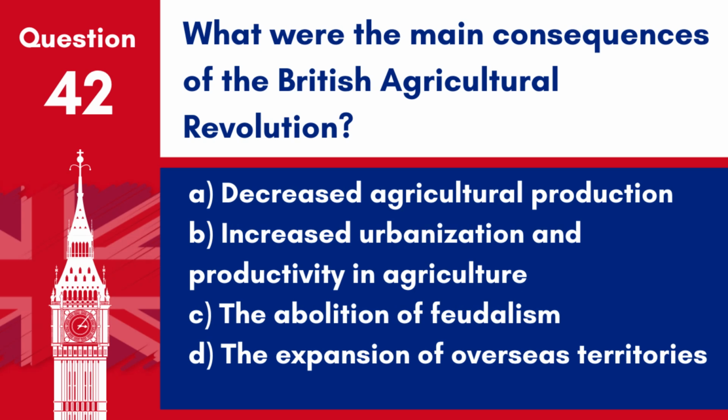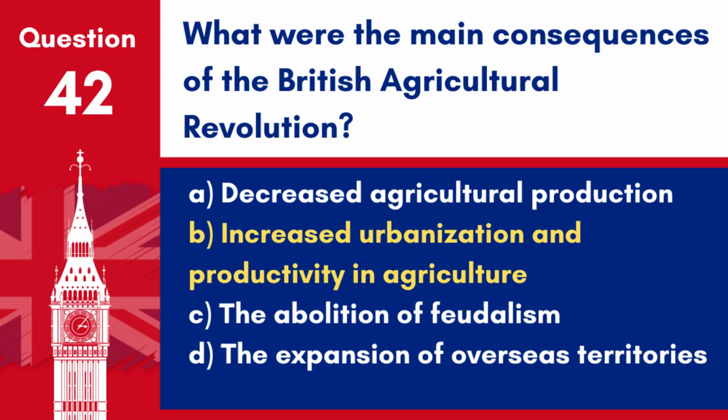Question 42. What were the main consequences of the British Agricultural Revolution? A. Decreased agricultural production. B. Increased urbanization and productivity in agriculture. C. The abolition of feudalism. D. The expansion of overseas territories.